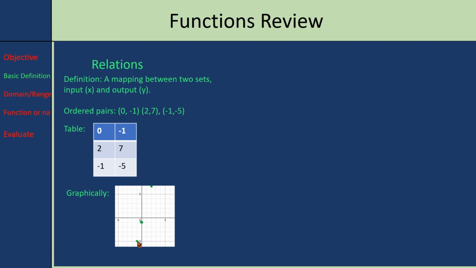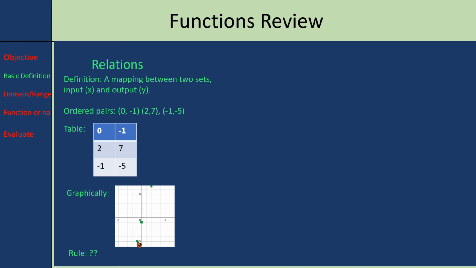One more way of representing relations would be with a rule. A rule is an equation, like y is equal to something. So in this case, what is the rule? Can you figure it out? Y is equal to what? That works for all these 3 points.